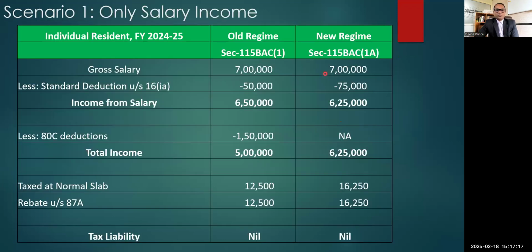The first scenario is where you only have income from salary. In both cases, new and old regime, it is 7 lakhs. You have standard deduction of 50,000 and 75,000. I am not discussing this in any detail because it is not disputed. Income from salary. Then you have Chapter VI-A deduction, which is allowed in case of old regime, which is not allowed in case of new regime. So while we know it is not allowed in case of new regime, let us see what the wordings of new regime of 115BAC subsection 2 says.